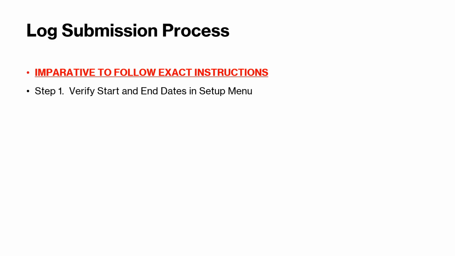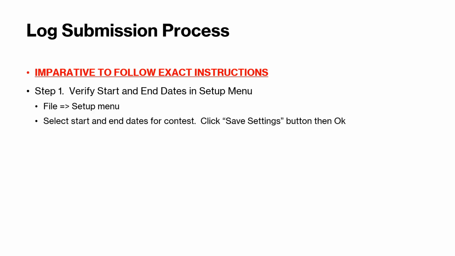All right, the first step is that you need to verify the start and end date in the setup menu. You do this by selecting File Setup menu, and you select the start and end date for the contest. In this particular case, it would be 11/17/2025 through 12/1/2025. Once you've entered that, click Save Settings, then the OK button for the dialog box that pops up.